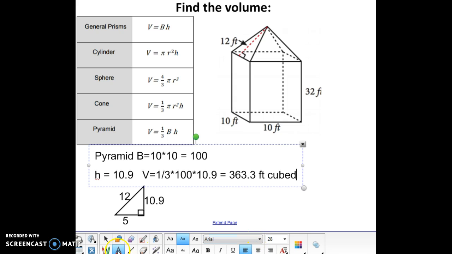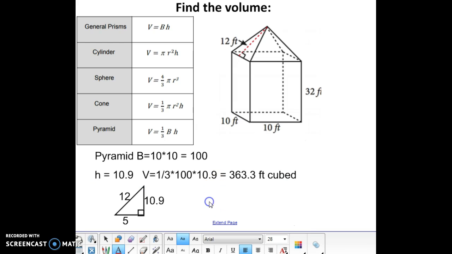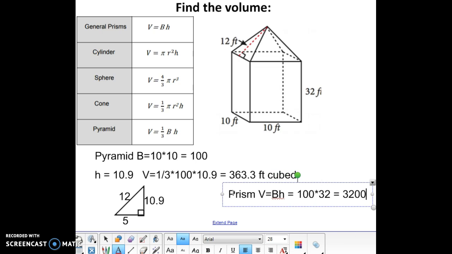So now, I'll switch colors so it's easier to follow. Now we need the volume of the prism. So we already really did the volume of the prism. Very similar to one before. So it's just the volume equals the base area times the height, which in this case the base area is 100 and the height is 32. So that gives us 3,200 feet cubed.